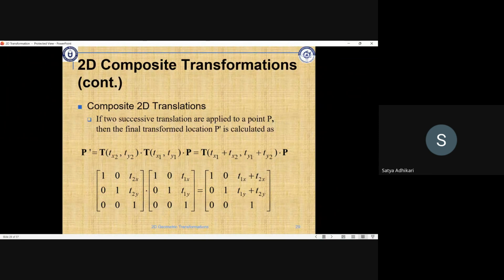So you need not apply the first matrix, get the result, and then apply the second matrix. No, you only multiply T1 and T2, the two matrices, and the resulting matrix is 1 0 T1x plus T2x, similarly T1y plus T2y, and 0 0 1. That is the homogeneous coordinate system. So you can apply the resultant matrix to P and get your P dash.